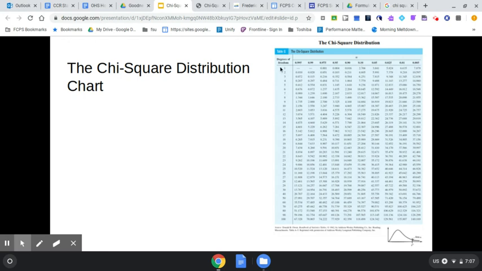Okay, so we would go down to a particular degree of freedom. Again, the number of categories that we have -1. And then we would move across to a particular alpha value that we want. And this is how we would find the critical value. We're going to do a couple of examples in this next slide.